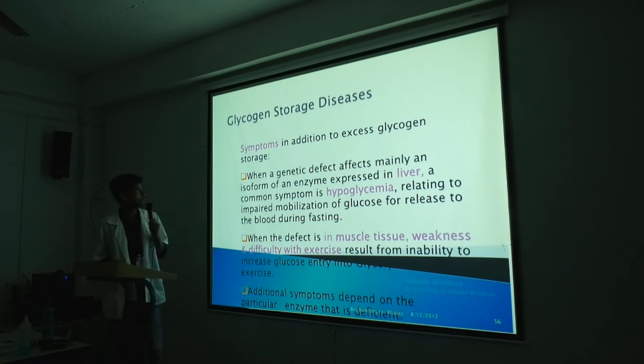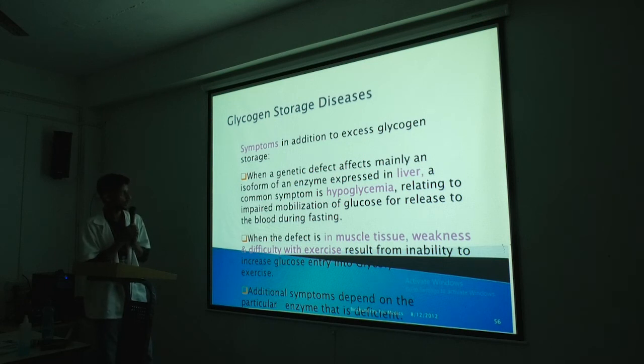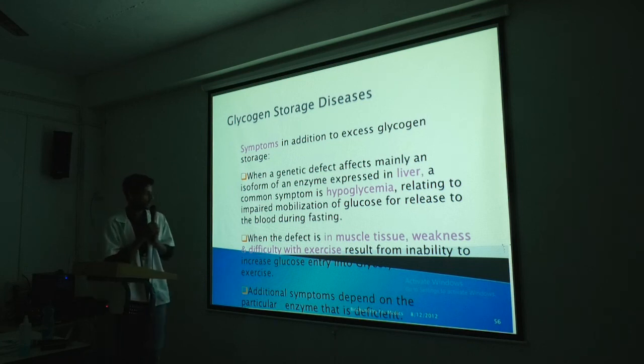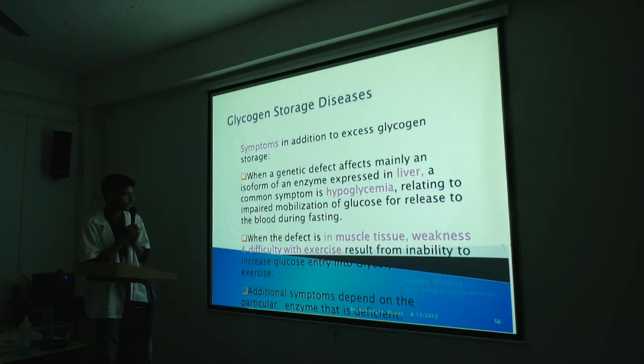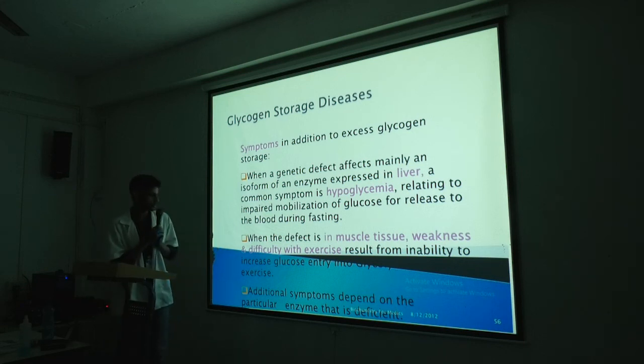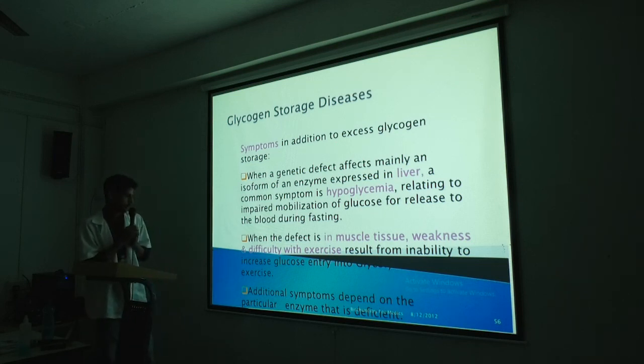And glycogen storage diseases. Symptoms in addition to excess glycogen storage occur when a genetic defect affects mainly an isoform of an enzyme expressed in liver. A common symptom is hypoglycemia relating to impaired mobilization of glucose for release to the blood during fasting. When the defect is in muscle tissue, weakness and difficulty with exercise result from inability to increase glucose entry into muscle during exercise. Additional symptoms depend on the particular enzyme that is deficient.